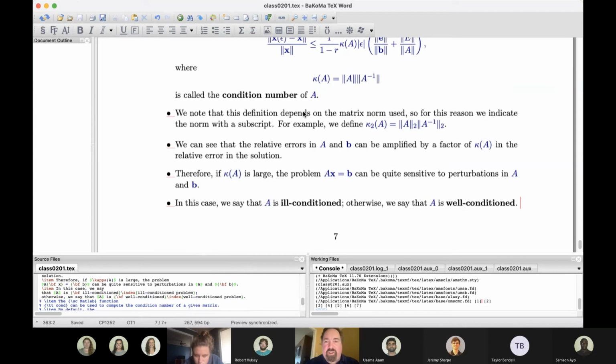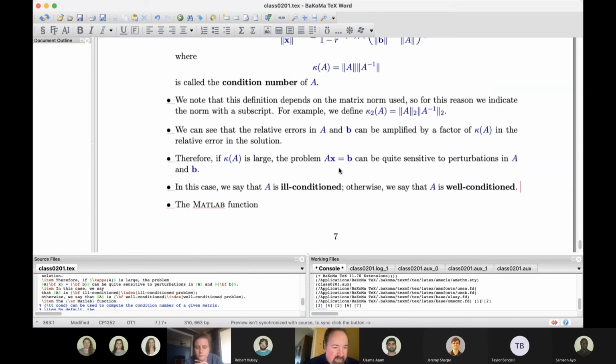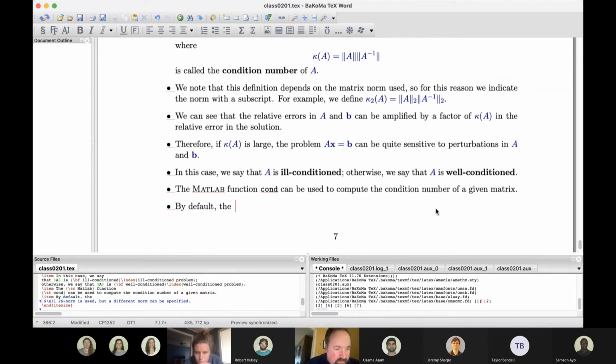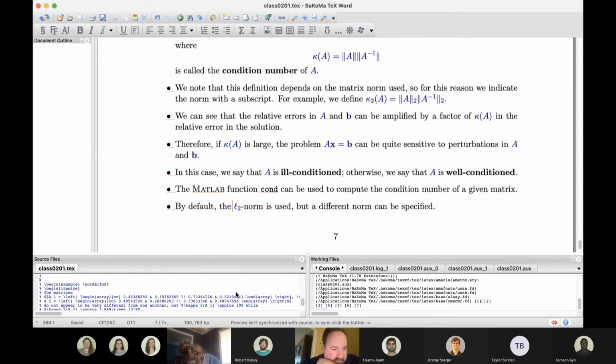Now, a condition number is hard to compute because that involves computing A inverse, which is difficult. So that's one problem. If we could get an estimate, that would be fine. The MATLAB function cond can compute the condition number. If you just say cond of A, that would use the 2 norm for a condition number, but you could also specify a different norm.